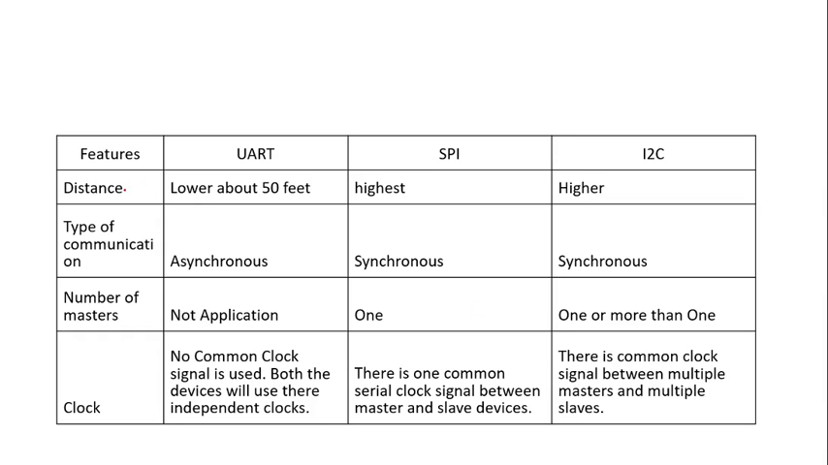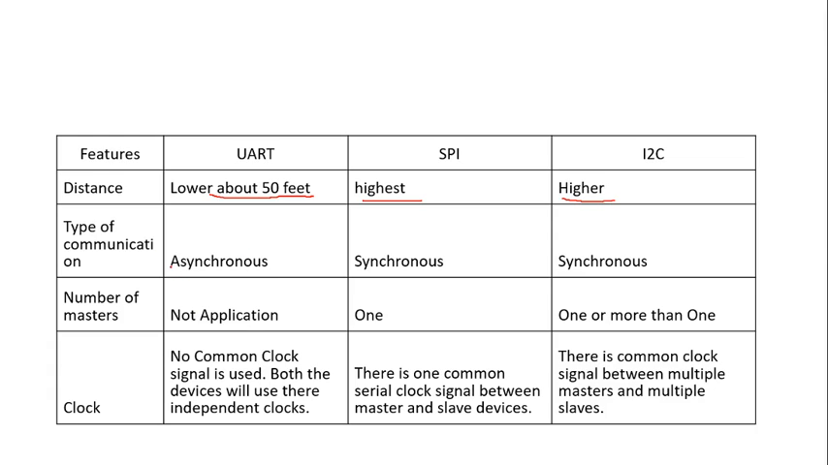Then the next feature is distance. UART is used for very short distances, around 50 feet. So UART serial communication is used for short distance communication only. SPI is used for the highest distance, so it is used for very long distance communication, whereas I2C is in between UART and SPI.